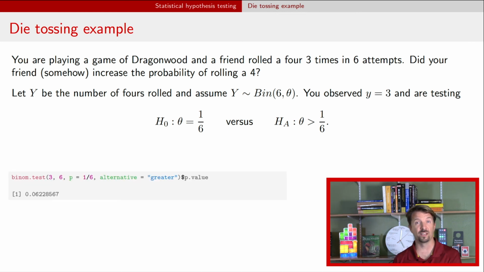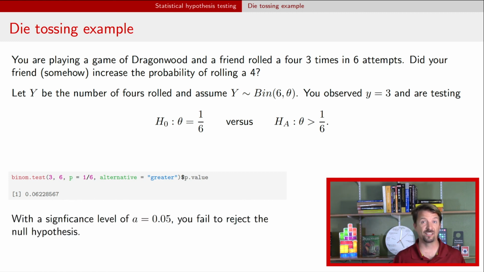Then we can just plug this into the binom.test function in R with 3 successes out of 6 attempts, the probability being 1/6, and our alternative being greater. And we find here that the probability is 0.06. So now you have to make a decision. Perhaps you decided on a significance level ahead of time of 0.05, and you would say you failed to reject the null hypothesis, right? And so far, there's not enough evidence to say that your friend is cheating.